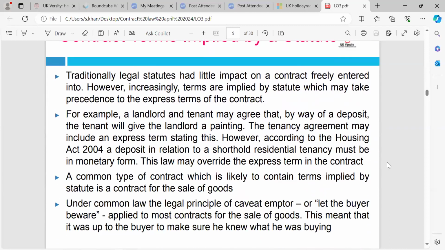Contract terms implied by statute. Traditionally, legal statutes had little impact on a contract freely entered into. However, increasingly terms are implied by statute, which may take precedence over the express terms of the contract. For example, a landlord and a tenant may agree that by way of a deposit, the tenant will give the landlord a painting. The tenancy agreement may include an express term stating this. However, according to the Housing Act 2004, a deposit in relation to a short-hold residential tenancy must be in a monetary form. This law may override the express term in the contract.